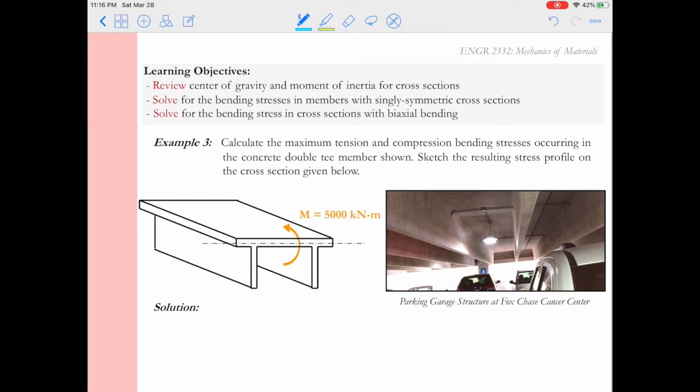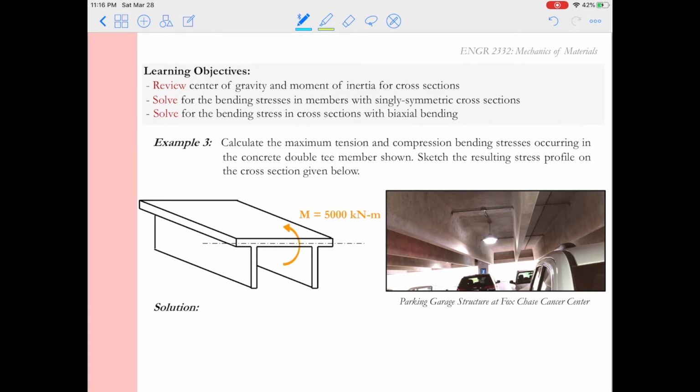Well, we often use these members in parking garages, so I'm sure you probably have come across one in your life before. The parking garage shown here is at the Fox Chase Cancer Center outside of Philadelphia. And I actually took this picture when I was there with my dad about a year ago. And so I thought it would be a fun structure, reminding me of the concrete class and this double T problem. And I also want to give a shout out to those nurses at Fox Chase for taking care of my dad for all those years.